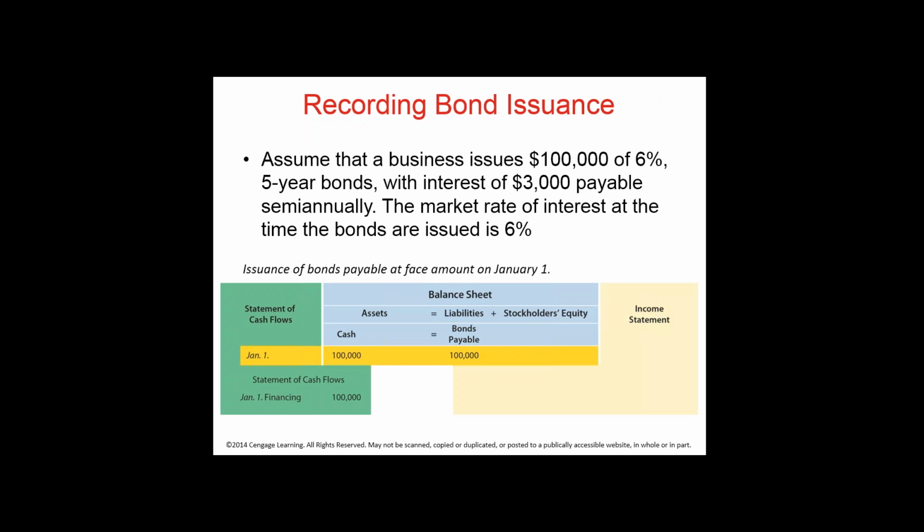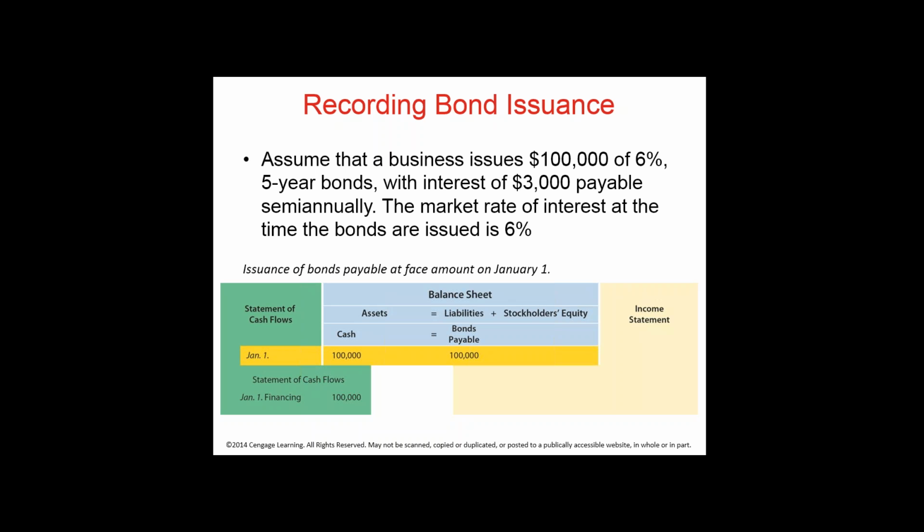So let's assume my company issues $100,000 of 6% 5-year bonds with interest of $3,000 payable semi-annually. Okay, stop and think about that for a minute. That was a lot of information. $100,000 times 6% would be $6,000. Oh, wait. Interest of $3,000 payable semi-annually. There we go, $6,000 annual interest. Remember, interest is always stated on an annual basis.